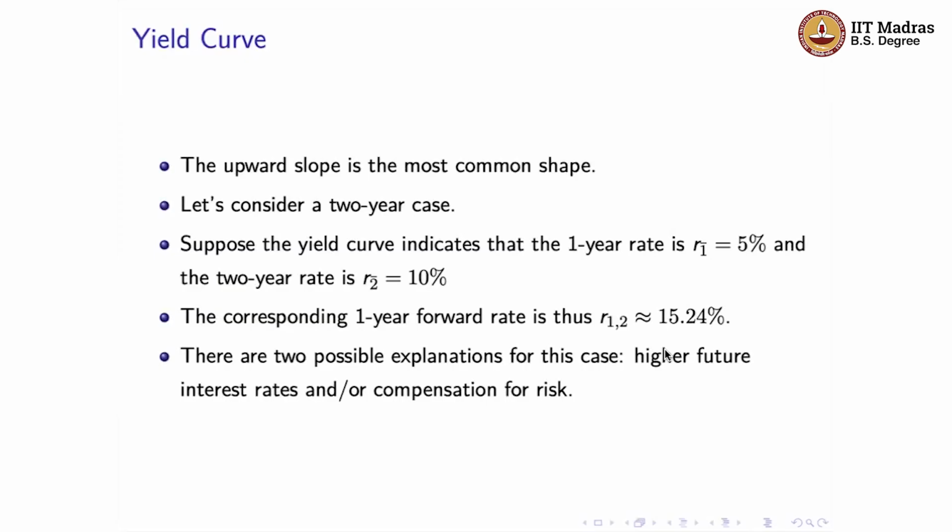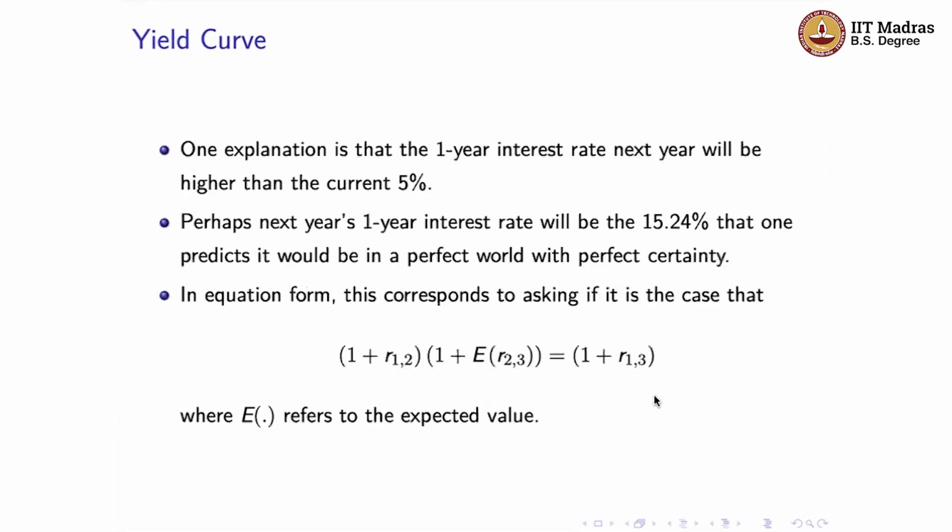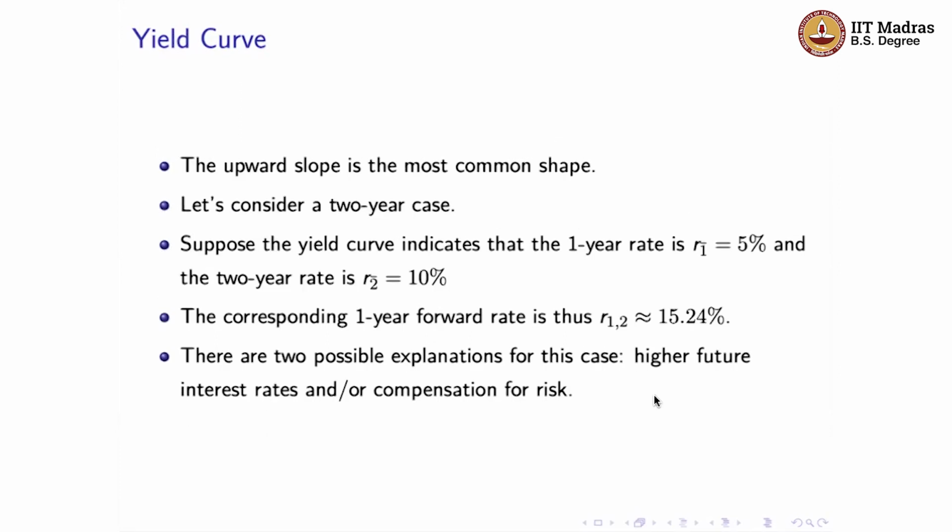So we'll look into some of the analysis that people have done when it comes to thinking about which of these two explanations might be more plausible in this scenario. Okay, so let's look at the details. So one explanation, as we mentioned, is that the 1 year interest rate next year might be higher than the current 5%, and that's why the 2 year rate is higher, right?